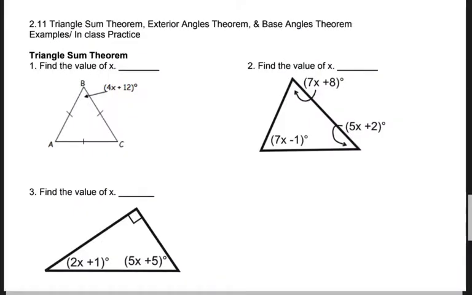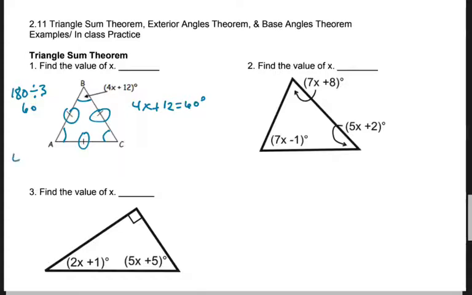Okay, looking at the in-class practice, I noticed from this picture that all three sides are equal. So if all three sides are equal, all three angles are also equal. The angles across from those congruent sides will be equal. I also know that the angles inside of a triangle have to add up to be 180. So if they're all equal, I'm going to do 180 divided by 3, and I know that each of those angles is going to be 60 degrees. So that means that 4x plus 12 equals 60 degrees.